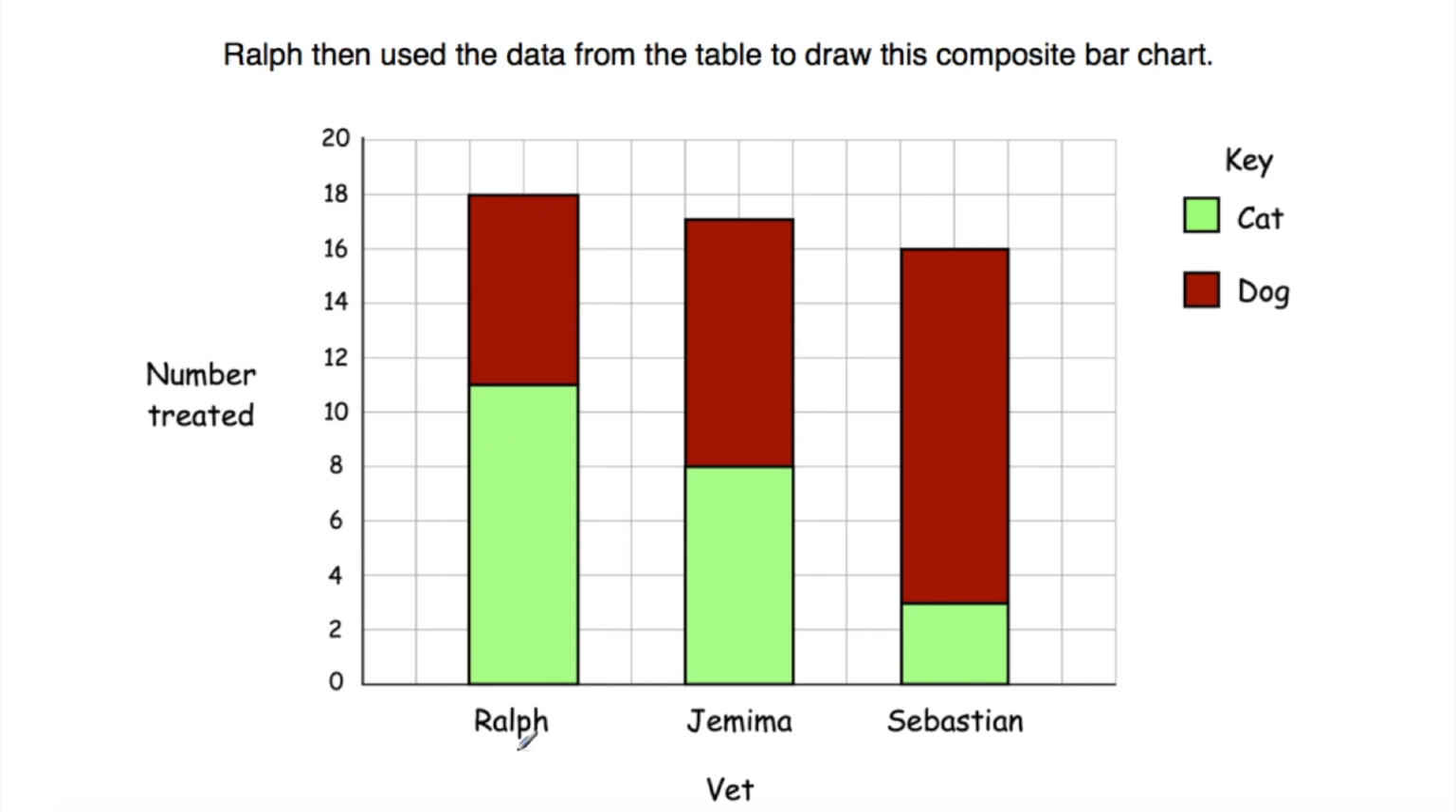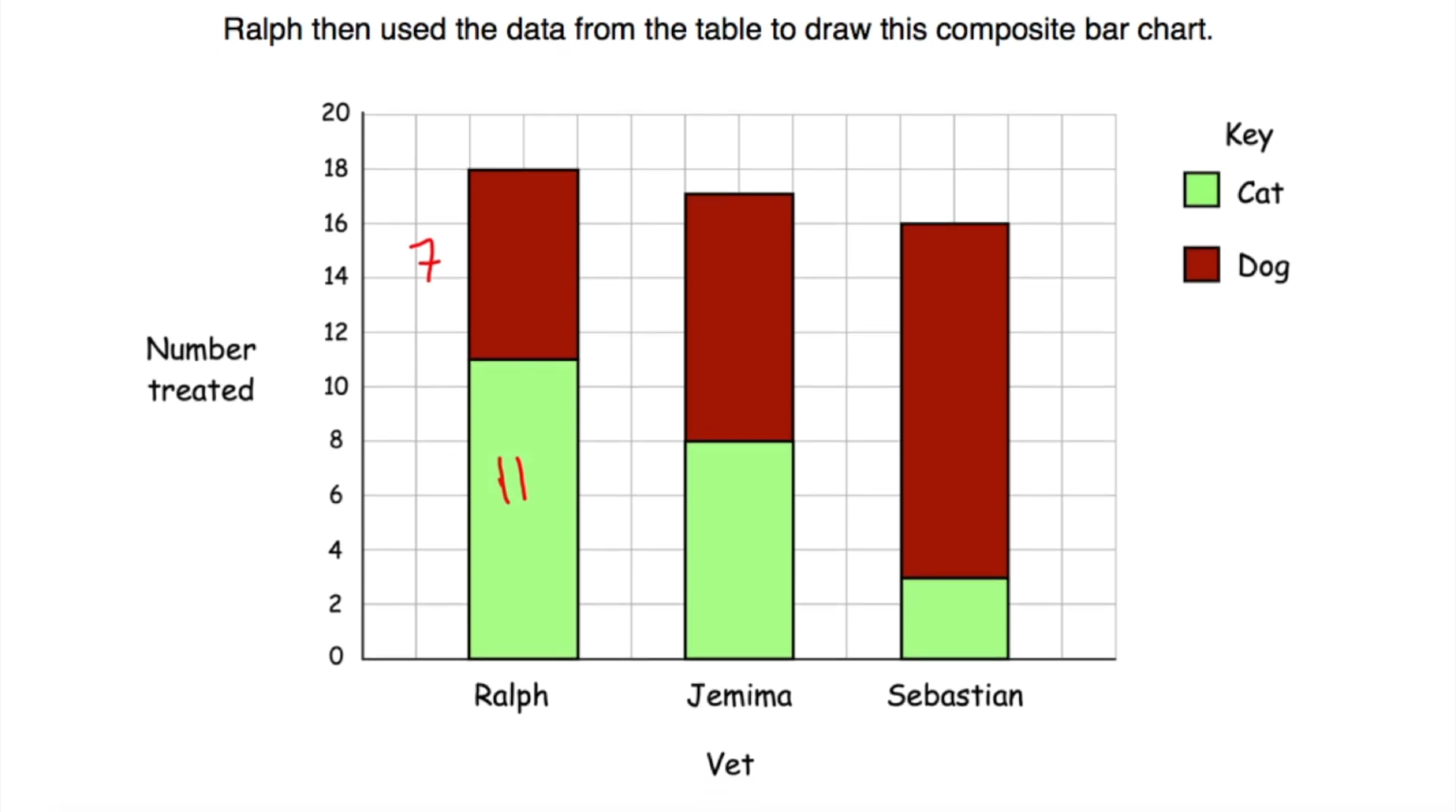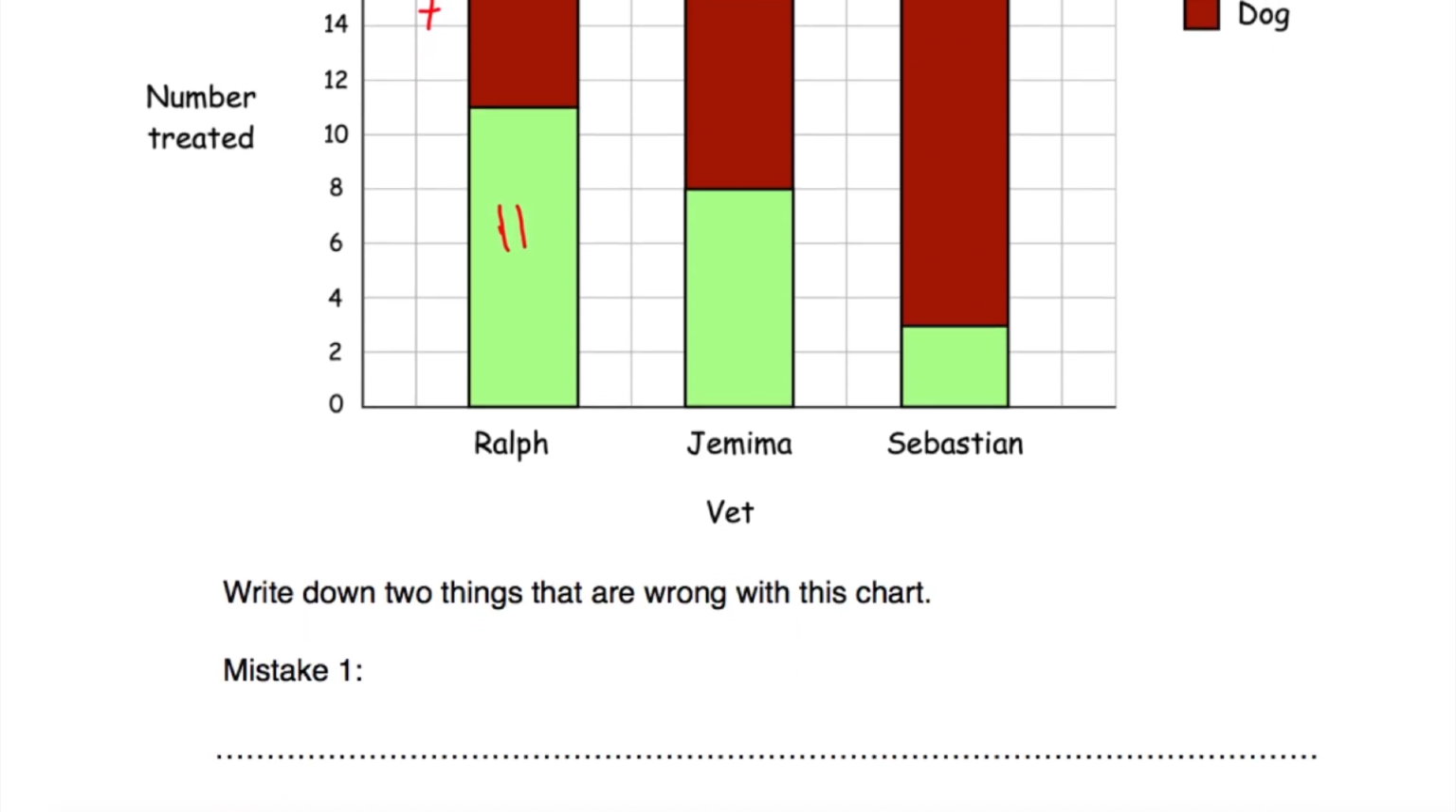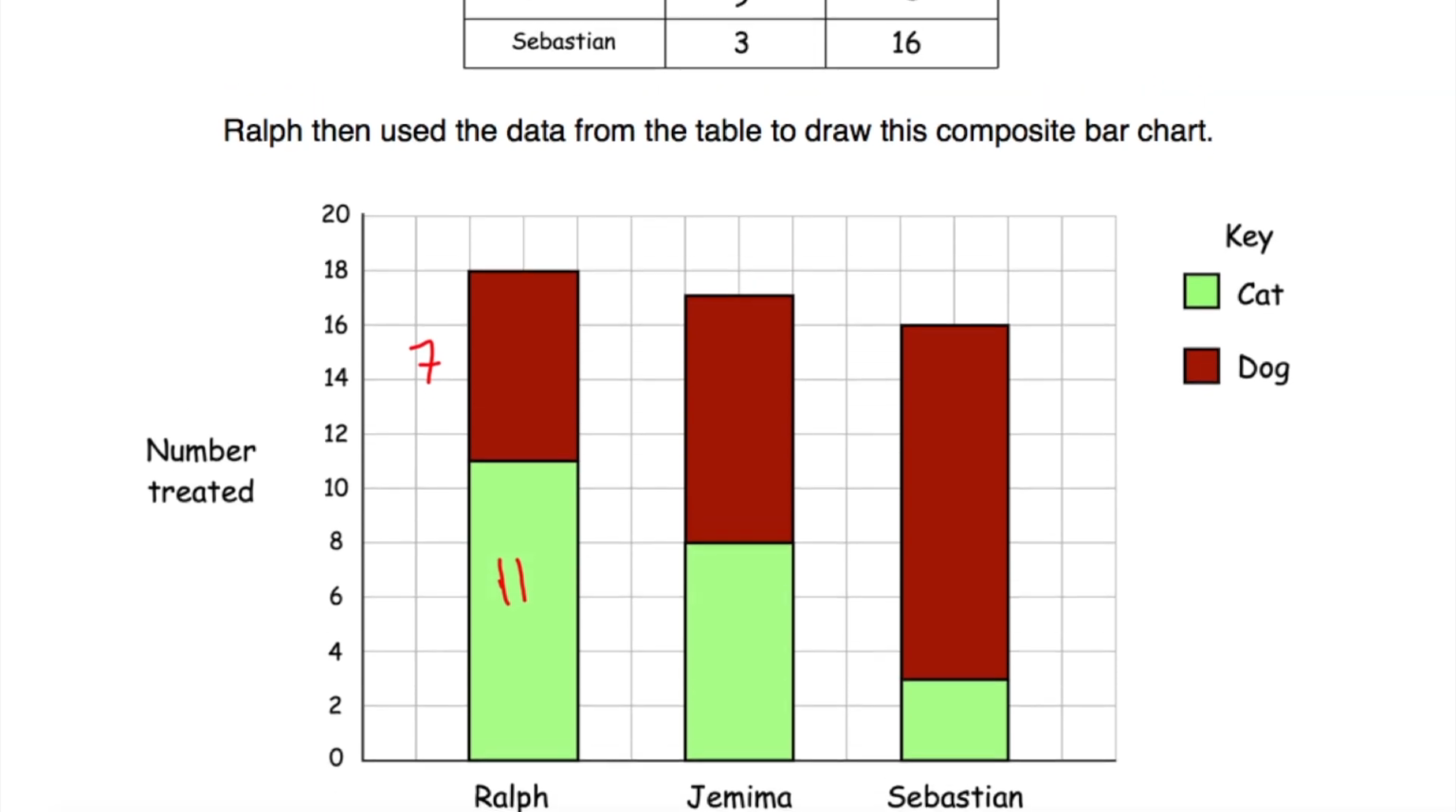So if, for instance, we have a look at the bar for Ralph, in terms of the cats he's treated between 10 and 12, so that's going to be 11 cats. So he treated 11 cats altogether. And then in terms of the dogs, because that's 11, then it's 12, 13, 14, 15, 16, 17, 18. That's another 7. So that's going to be 7 dogs. And if we do 18 take away 11, that's equal to 7. Likewise for Jemima and Sebastian. And the question says, write down 2 things that are wrong with this chart. So there's 2 things that are wrong with this chart.